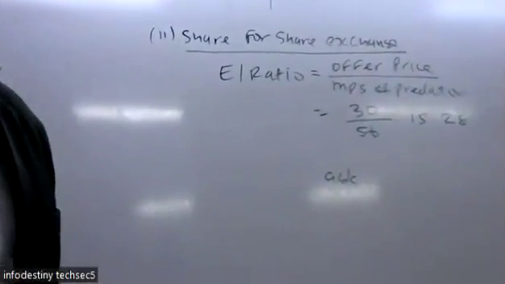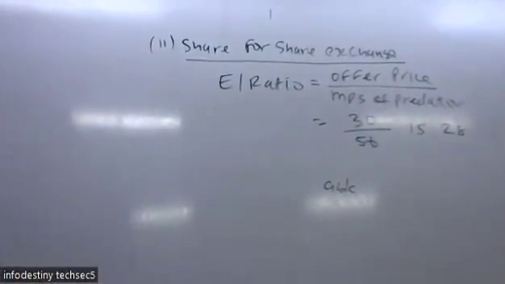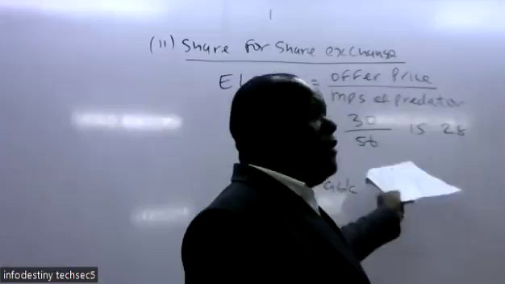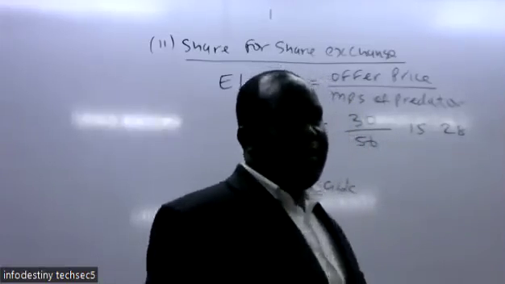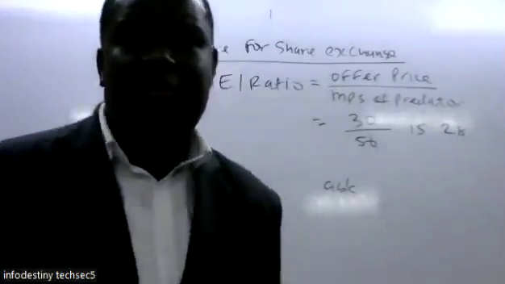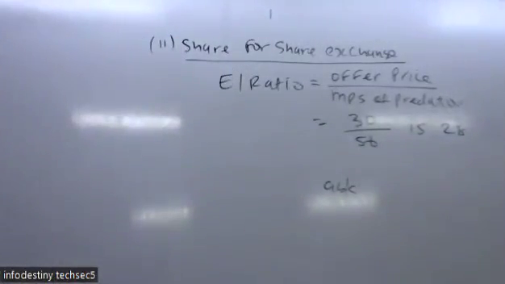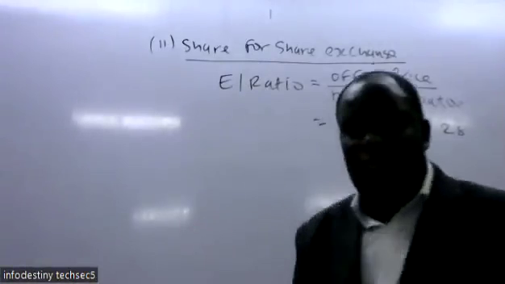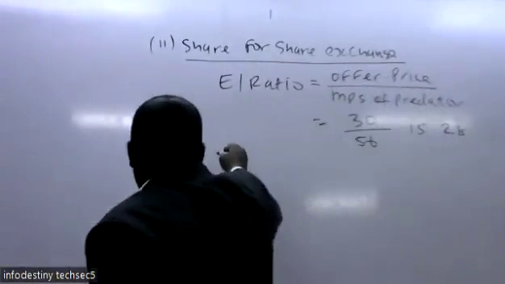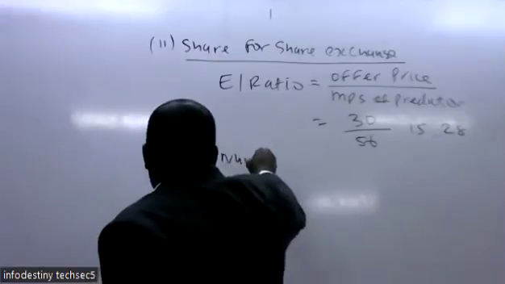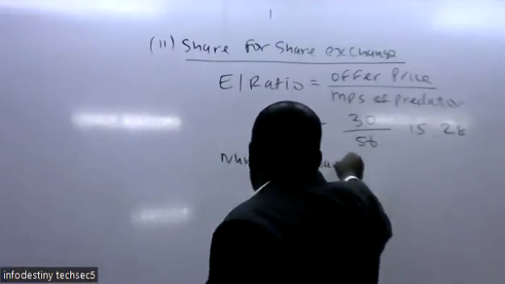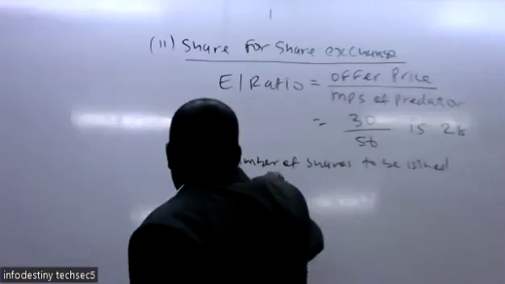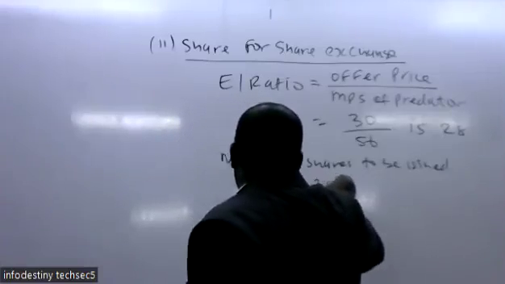So that's now the exchange ratio. Our exchange ratio is the predator will give 15 shares in order to acquire 28 shares of the target. So that is the easiest way to go about it. Now, to get the number of shares to be issued, 15 shares are equivalent to 28 shares.